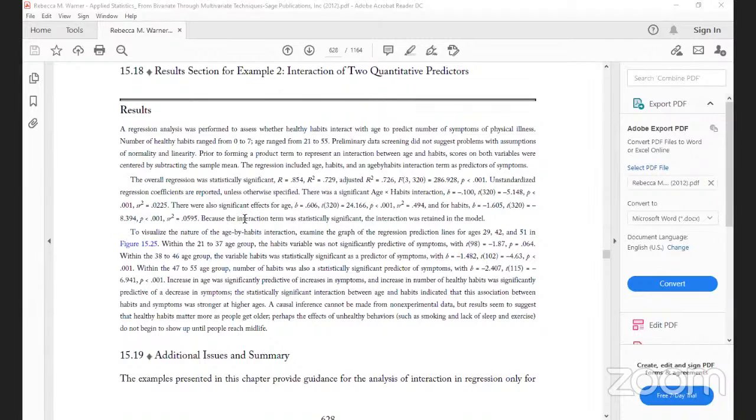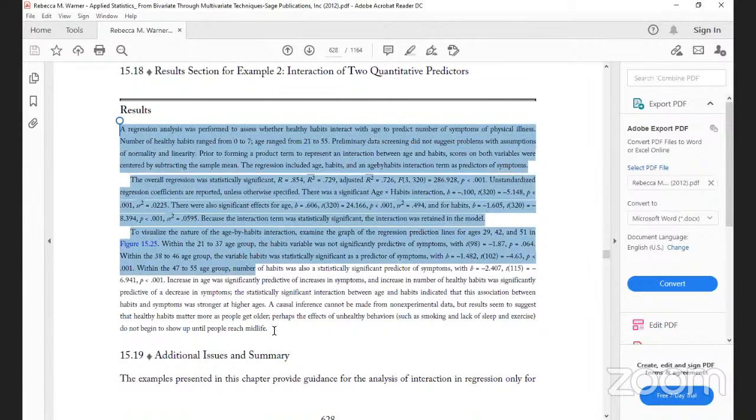Okay, so this is an interaction of two quantitative predictors. Same as that, we can report our result with one quantitative predictor and another categorical predictor. So this is the way to write the output of mediation.